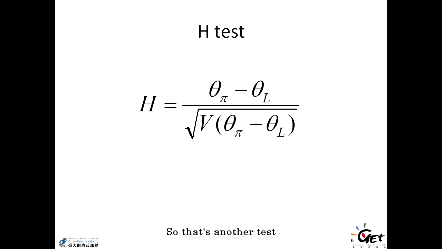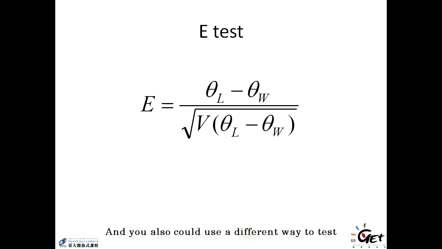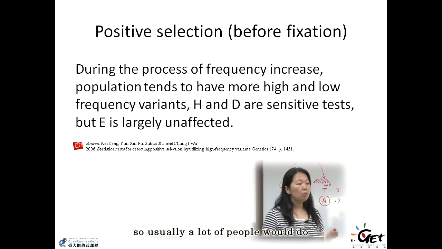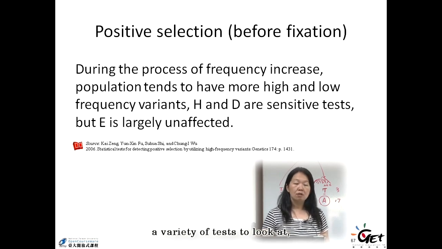That's another test. You could also use a different way to test the same thing, using the lower frequency theta to compare with Watterson's neutral expectation, and they call that the E test. With all these tests, scientists, or most people, are interested in finding genes that show positive selection using the polymorphism data from a sample in the population. So usually a lot of people will do a variety of tests.